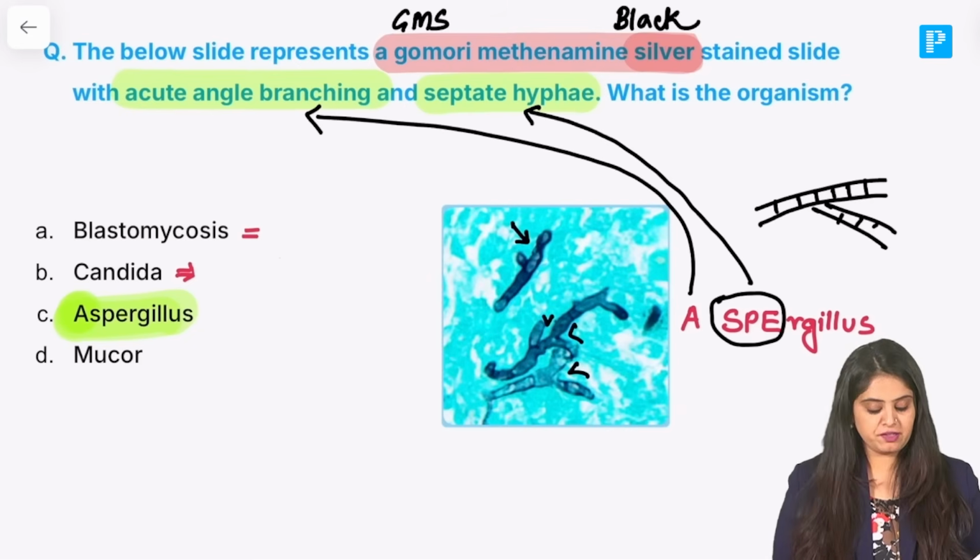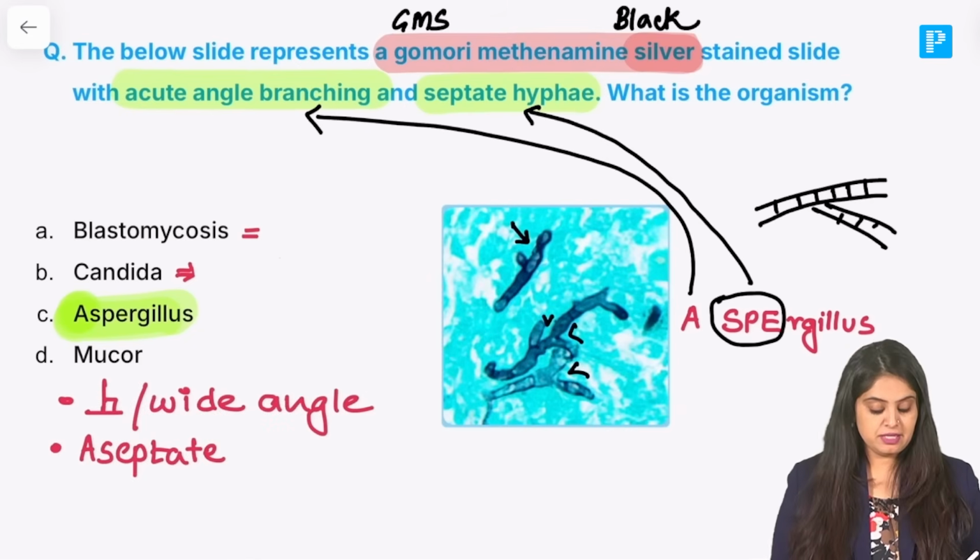What is the opposite of Aspergillus? That is going to be Mucor. If they would have said 90-degree or wide angle, obtuse angle, or they would have said aseptate, I would have gone for Mucor. When would I think of Candida?